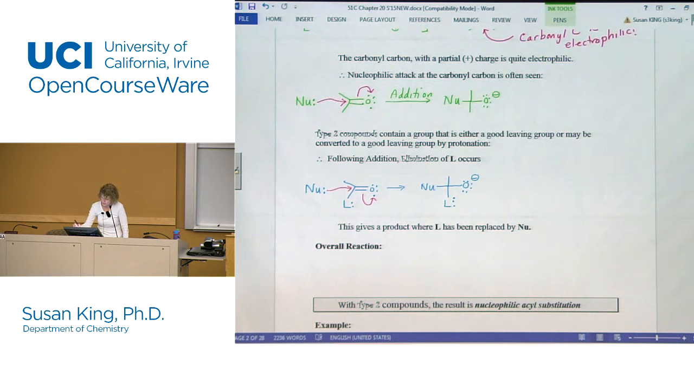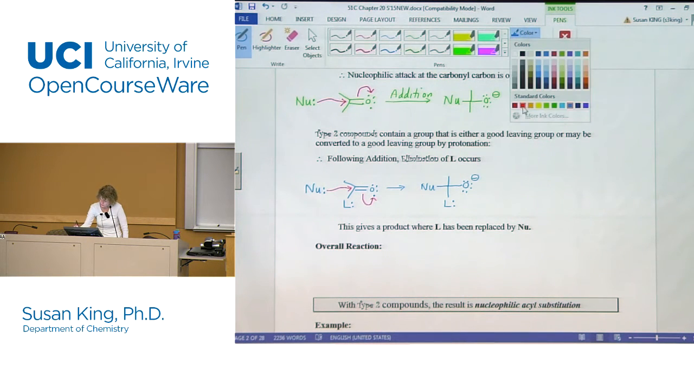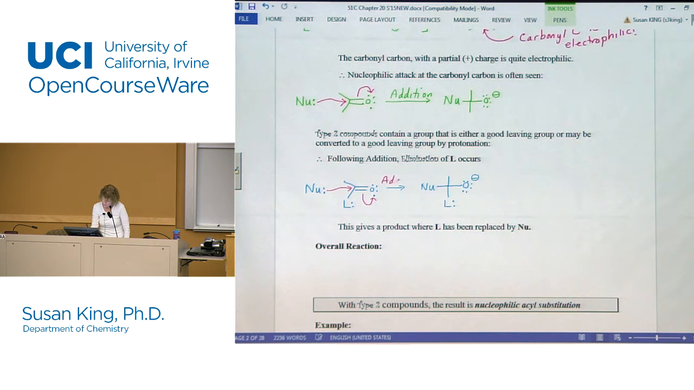So that step right there is addition, same as above. But because we have a group L that can be a leaving group, what's going to happen is the leaving group is going to leave. So electrons on oxygen are going to come down and kick off the leaving group. That second step is called an elimination.